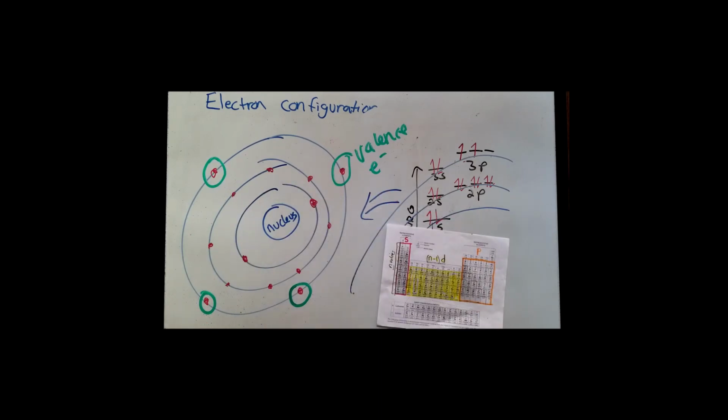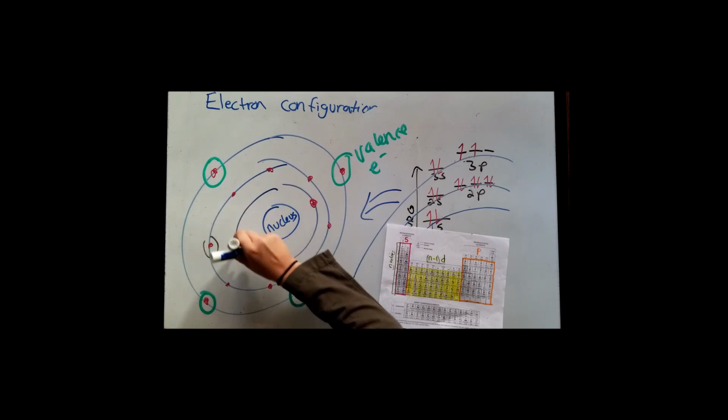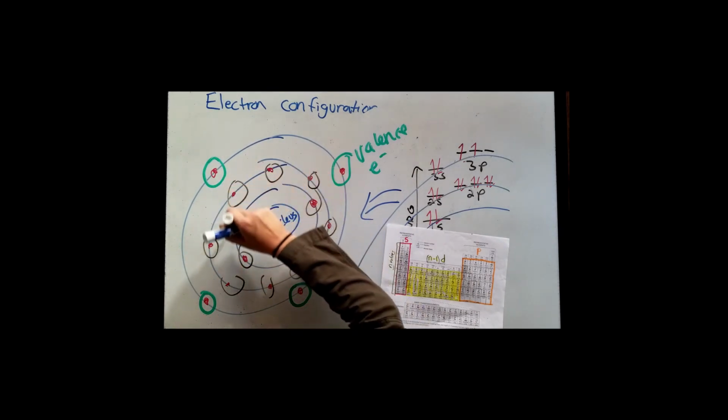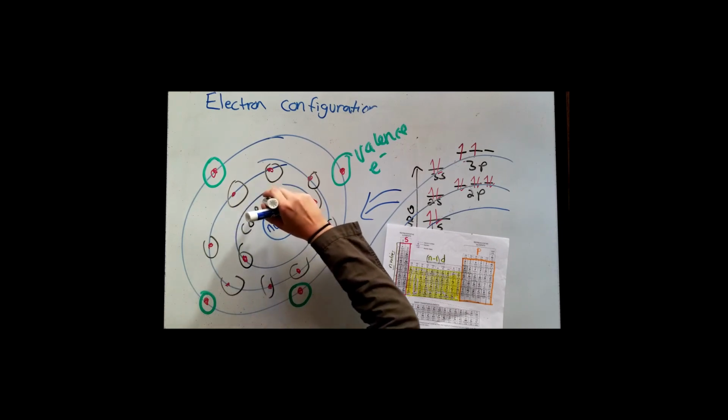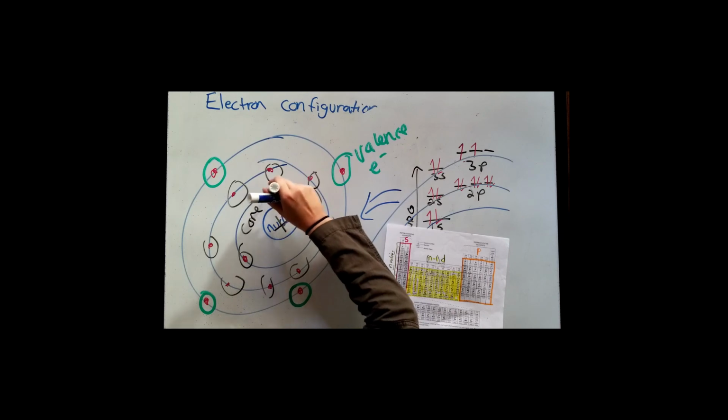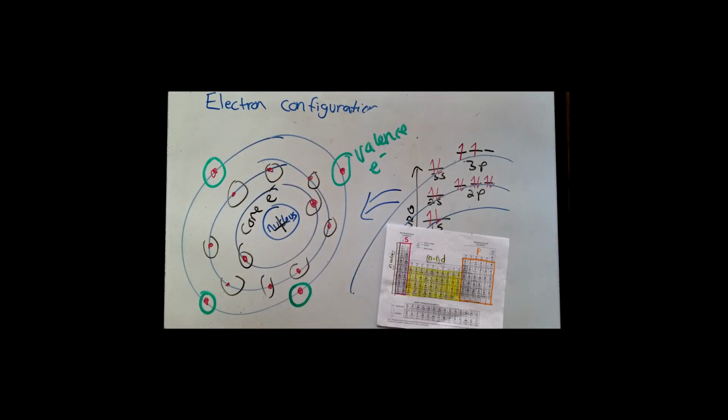Now the rest of the electrons, all these other guys, are called the core electrons. They are closer to the nucleus. They are held tighter because they are close to that positively charged center, and they are not involved in bonding. It's just trying to bring all of that full circle.